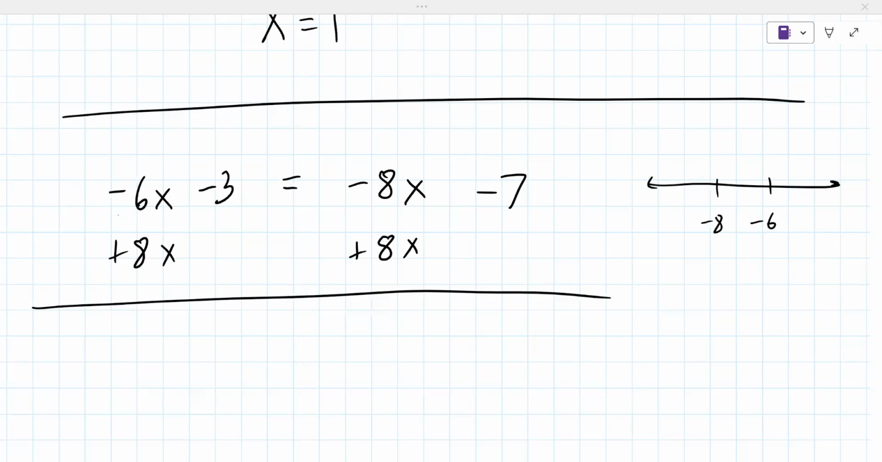X equals -5. Okay, so your answer is x equals -5. Let's take a look here. So that's 2x minus 3 equals -7. What did you do? Look at the side with the variable. Don't look at this number on the other side. Look at the side with the variable.